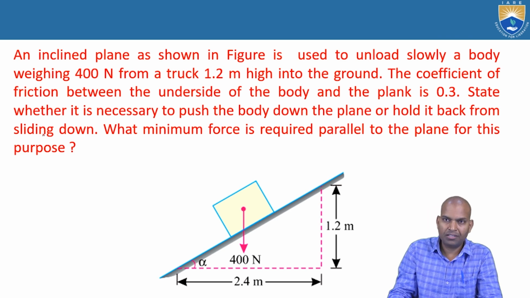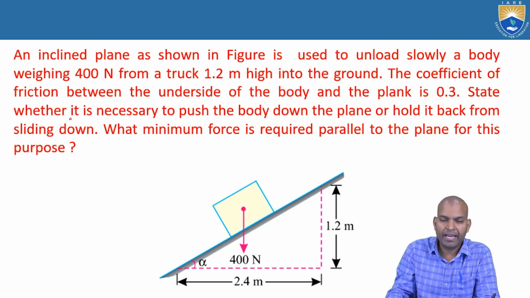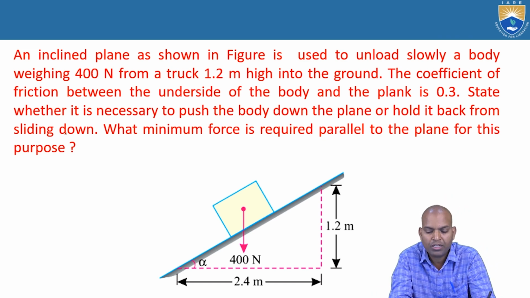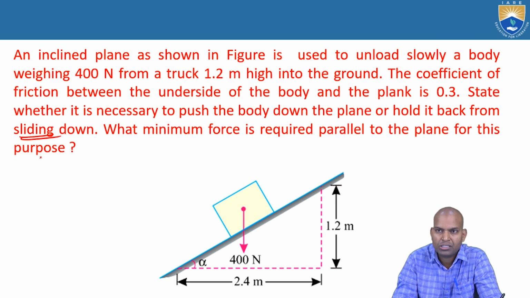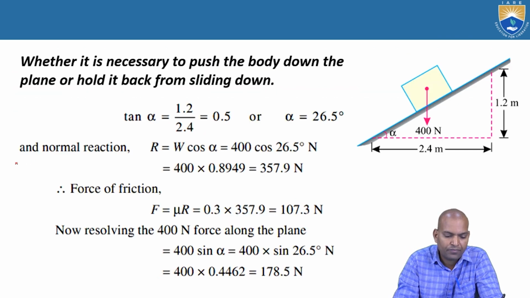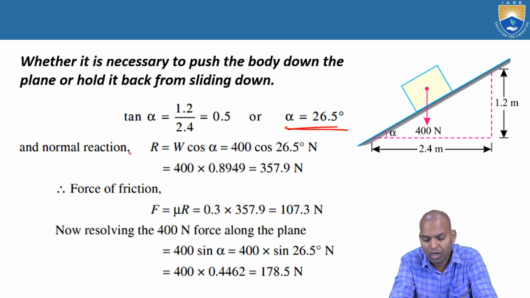What is the condition here? It is a real-life problem. State whether it is necessary to push the body down the plane or hold it back from sliding down, and what minimum force is required parallel to the plane for this purpose. Now tan alpha equals 1.2 by 2.4, so alpha is obtained as 26.5 degrees. Now apply the equilibrium conditions.